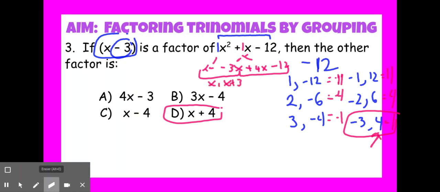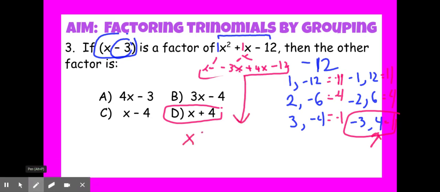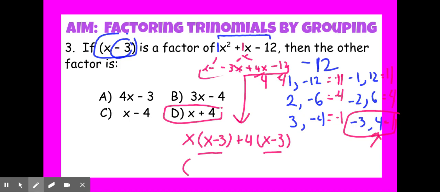And we're going to get x times x plus 3. Nope, that's a -3. So we have x times x minus 3. And then I'm going to factor out 4 from each of those, and I'm going to get plus 4 times x minus 3. And there's our first factor, like we said before. And then our second factor is x plus 4, which we said was the other factor.